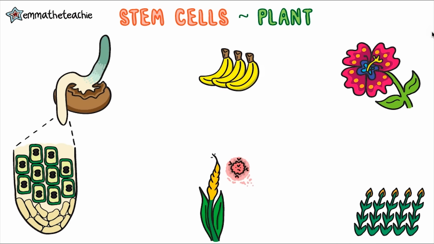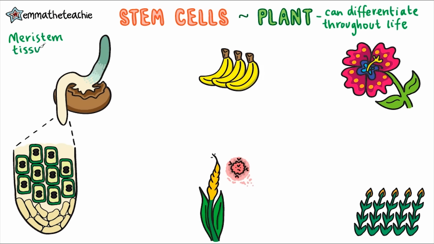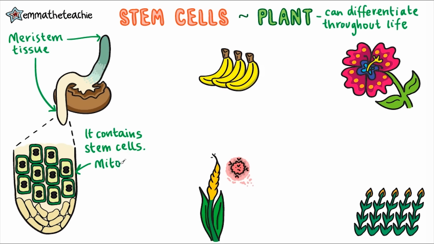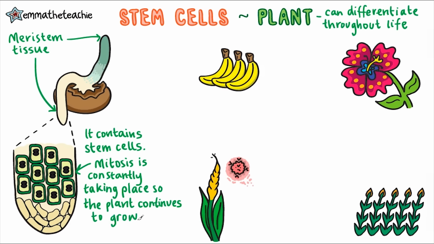Now on to plant stem cells. Plant cells can differentiate throughout their entire life, as they continue to grow for their whole life. Meristem tissue is found in the shoots and root tips of plants, and this is where you'll find the stem cells. You can see down here that a lot of mitosis is taking place, and this actually happens constantly so that the plant is continuing to grow. Because plant stem cells can differentiate into all cell types even in adulthood, we can use them to clone plants. This has got some real advantages.